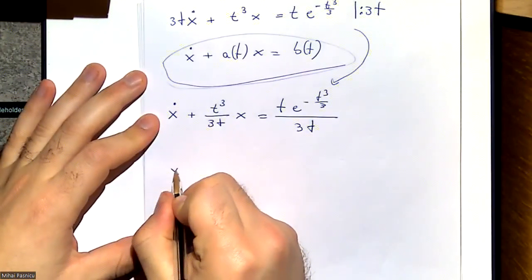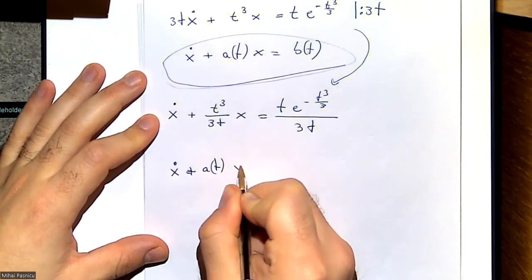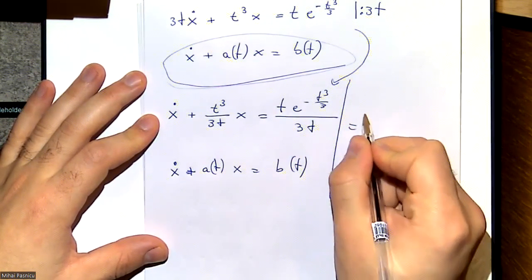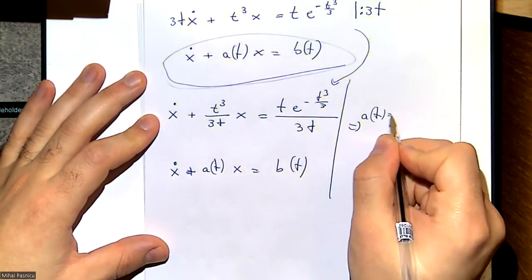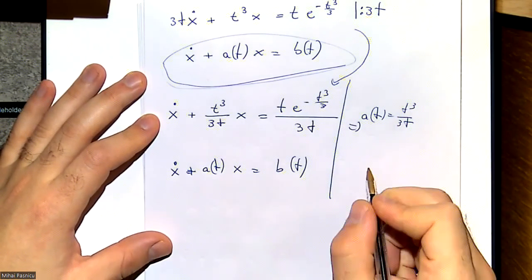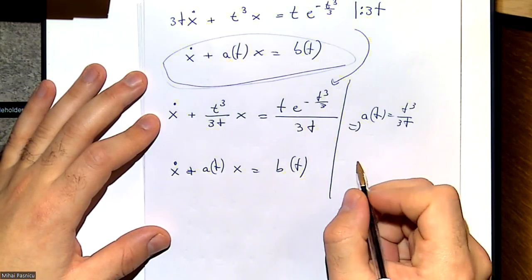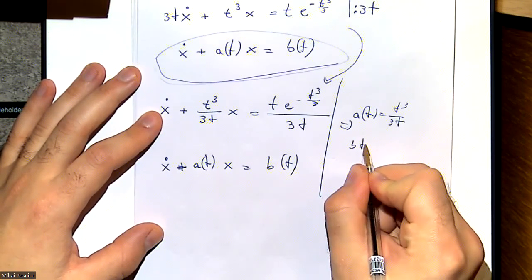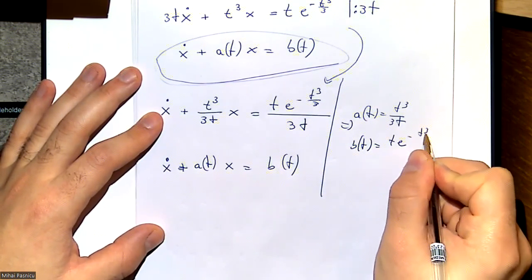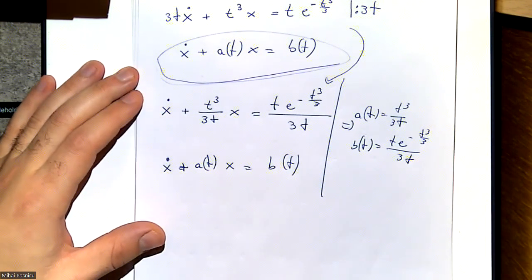Okay, cool. So now what can we do? We can just identify the stuff: x' plus a(t)x is equal to b(t). Identify the stuff. a(t) is equal to t^3 over 3t. B(t) is equal to e^(-t^3/3) over 3t.